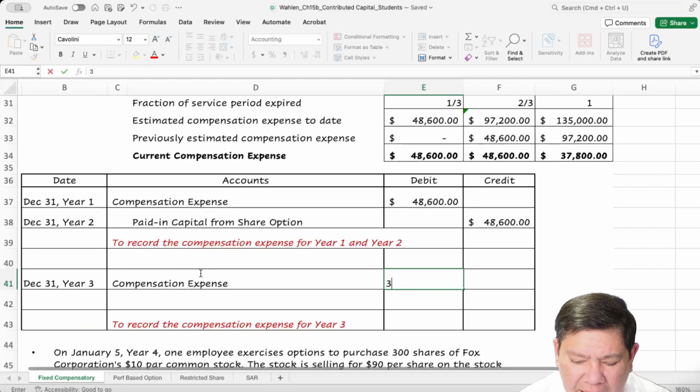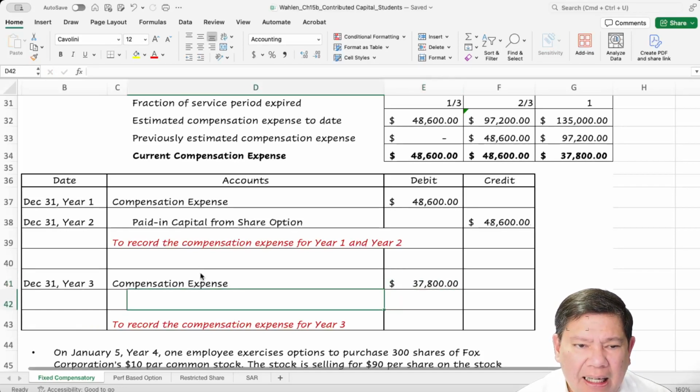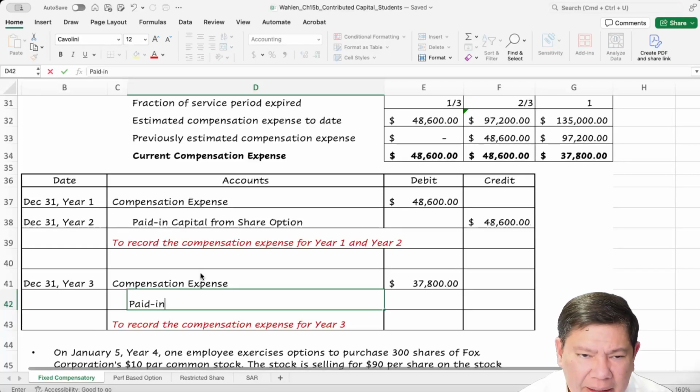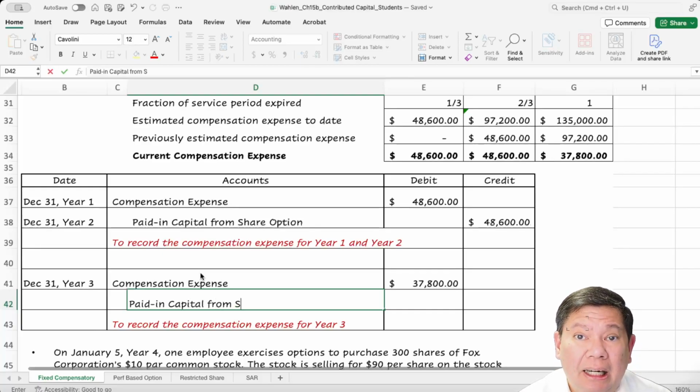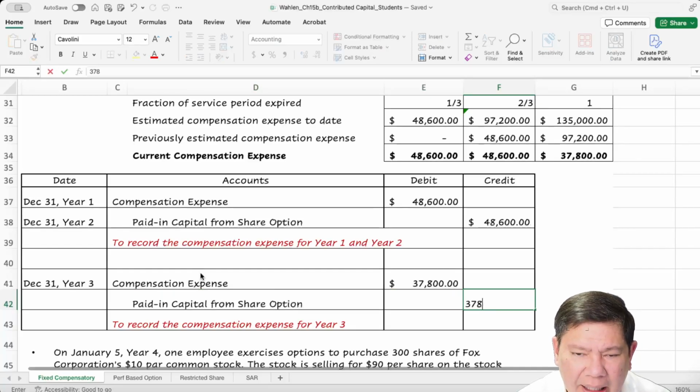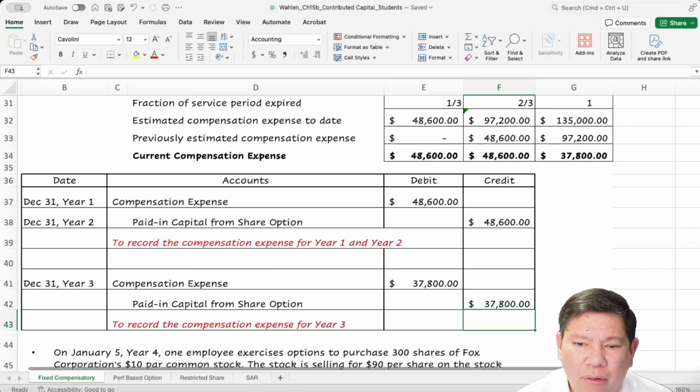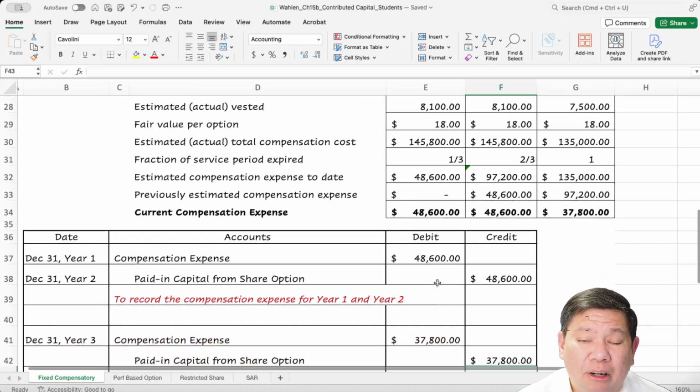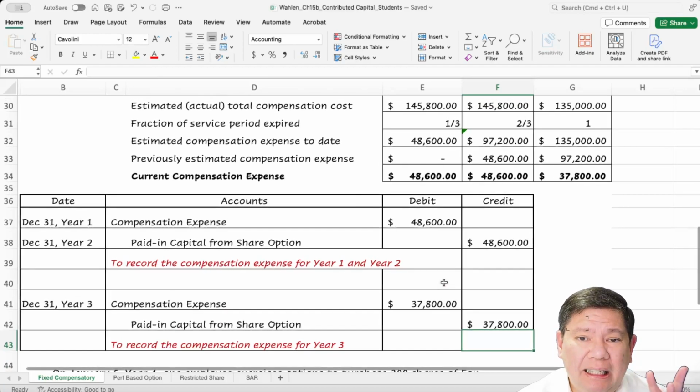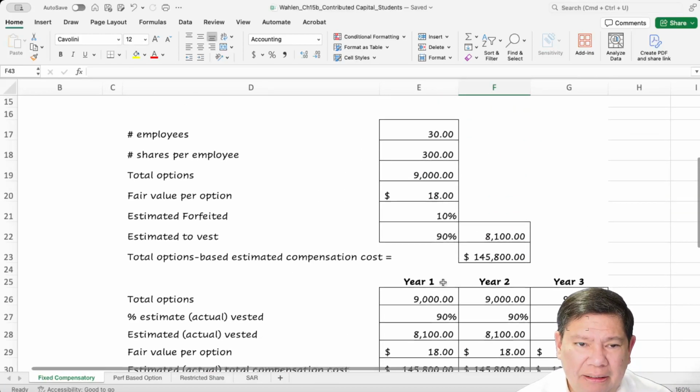So in year 3, we're going to recognize compensation expense for $37,800, and the credit is paid-in capital from share option, $37,800. So that's how we prepare the journal entries for recognizing the compensation expense during the 3-year period.